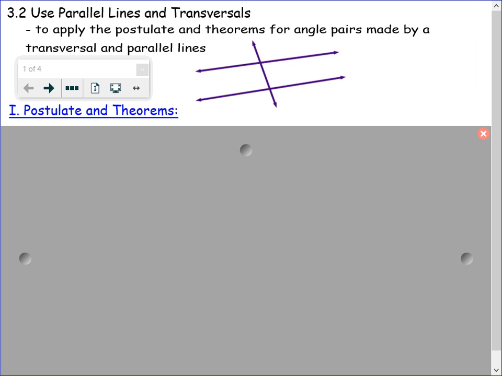Today is lesson 3.2, use parallel lines and transversals. Today is the 28th of September.